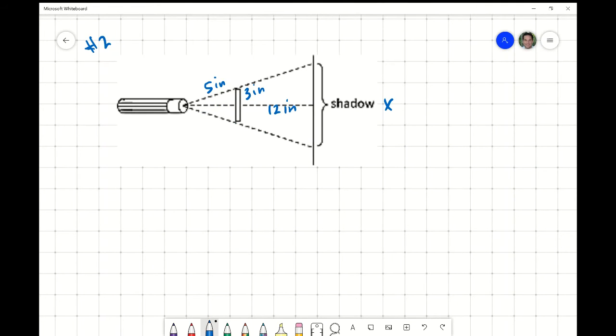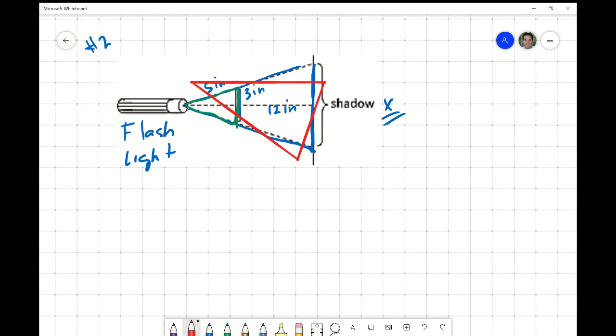Okay, in this second example, what we've got here appears to be a flashlight that is shining rays of light past, let's say it's a circular disc. It creates this bigger shadow on the wall, and that's what we want to solve for x. Okay, so we've got this in green, we've got this smaller, what appears to be an isosceles triangle, inside of this bigger isosceles triangle.